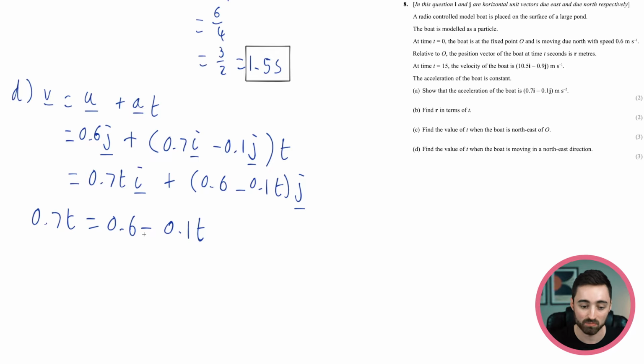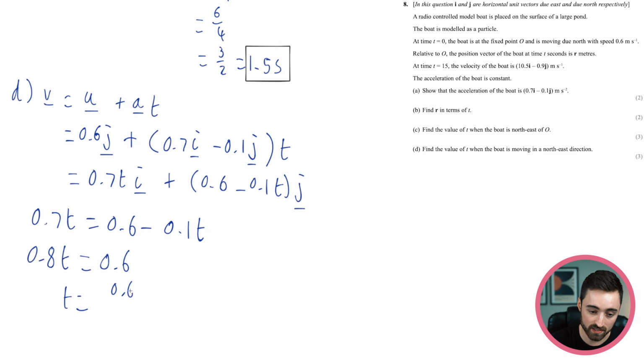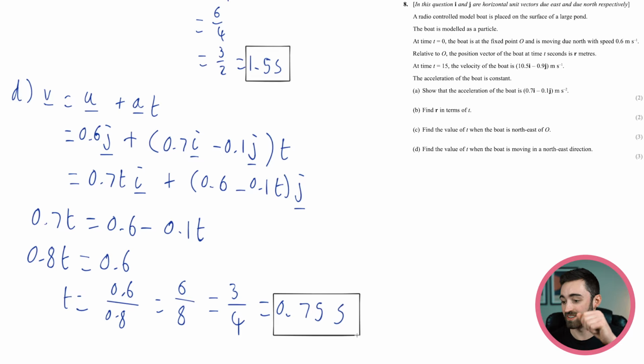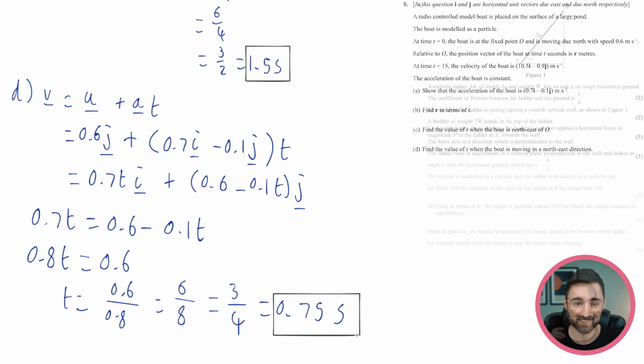What do we do? Take the 0.1t over to the other side to get 0.8t is equal to 0.6. Divide by the 0.8. 0.6 over 0.8, which is what? 6 over 8. Divide by 2. What do I get? I get 3 over 4, or 0.75. Forgot how to write seconds. And I reckon that that will do the job for part 8.